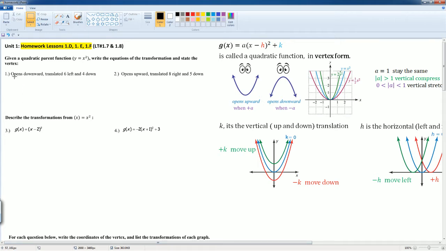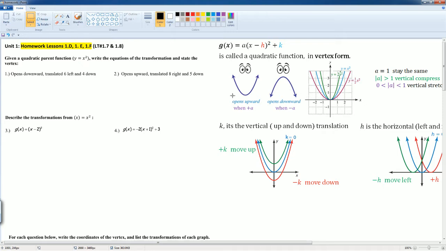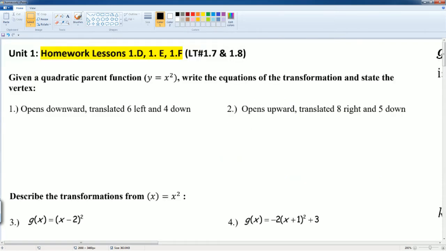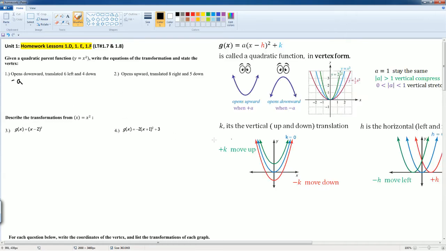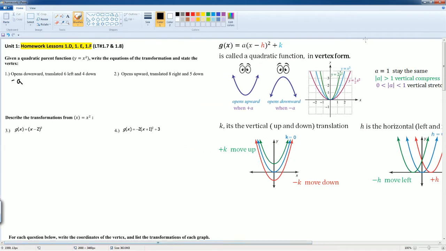First of all, for number 1, it says for it to open down. If we take a look, opening down is when a is equal to a negative value. So we can write here that a is a negative value, negative a. The fact that it does not include a compression or a stretch of any kind, we can just leave it by saying it's the same. So this is a is equal to 1.